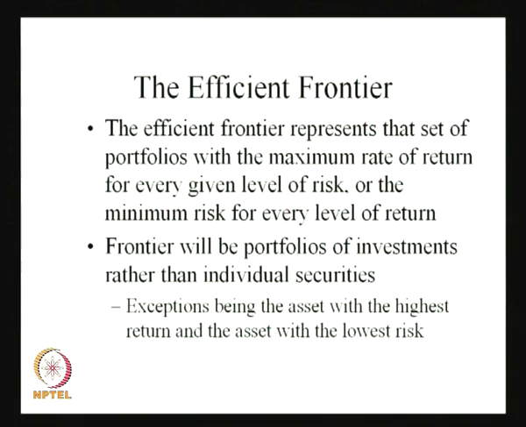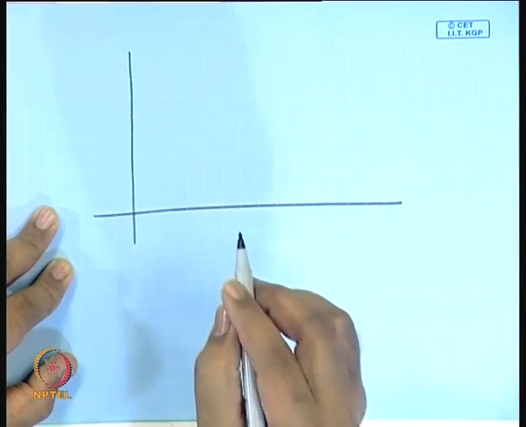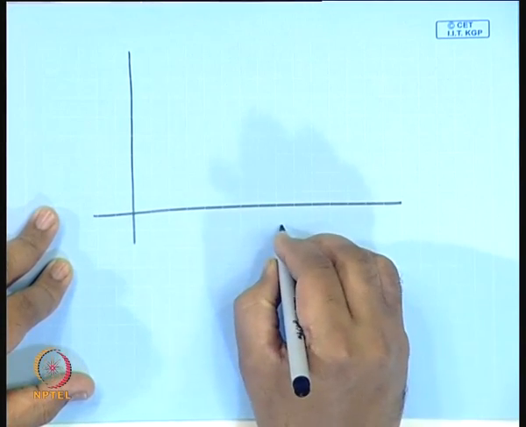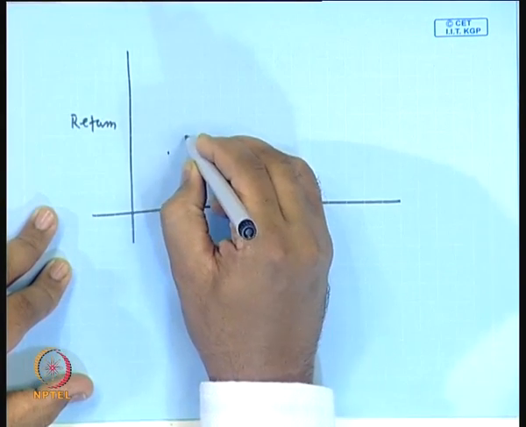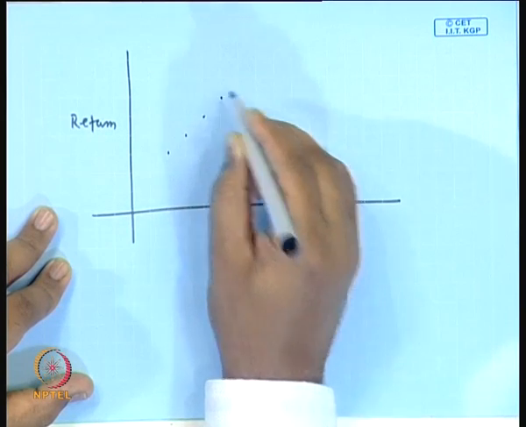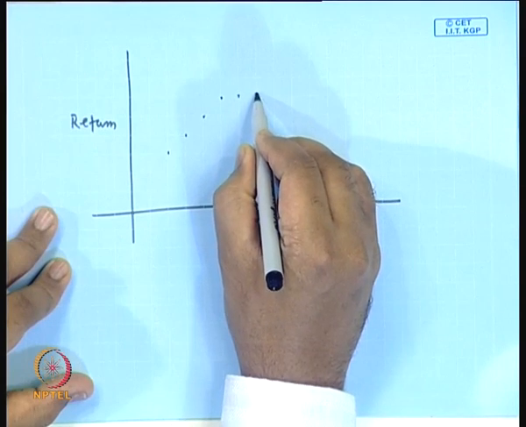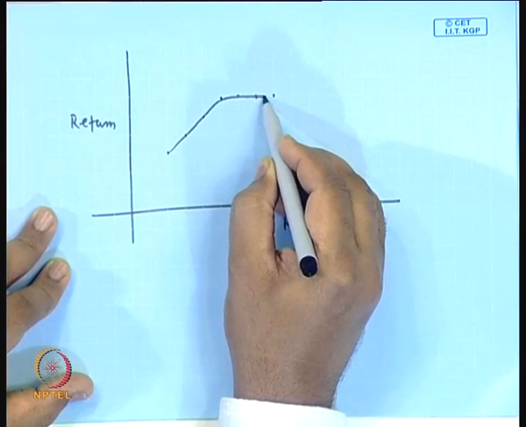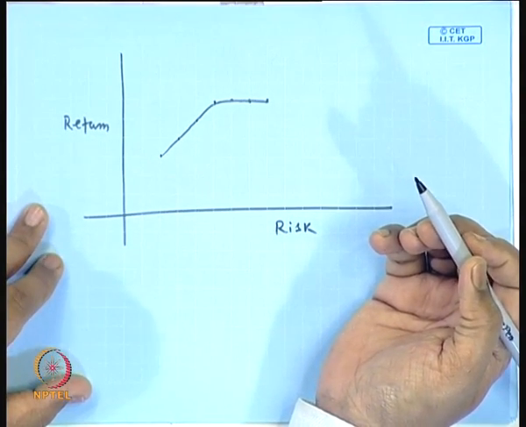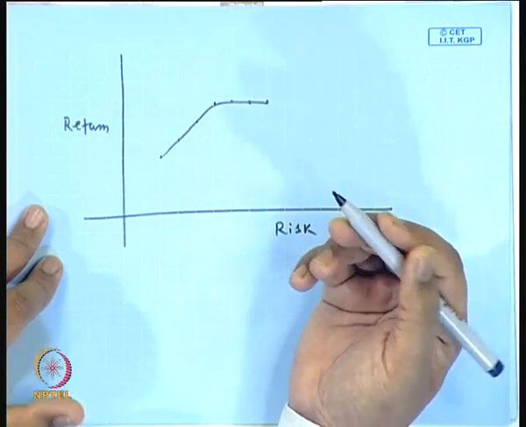But whenever we talk about the efficient frontier, it is the set of portfolios with the maximum rate of return for every given level of risk, or the minimum risk for every level of return. Frontier means it is basically a curve. If this is your risk and this is your return, what Markowitz was trying to say is that you must be deriving certain stocks which can give you different levels of return with a given level of risk, or different levels of risk with a given level of return.